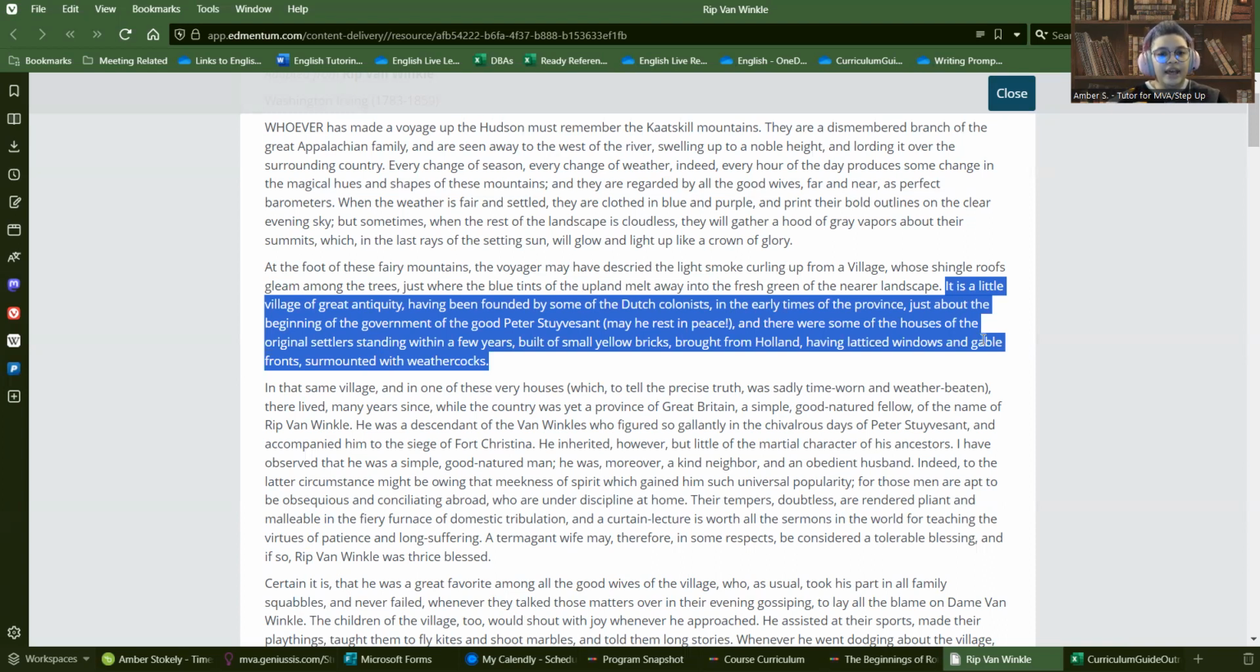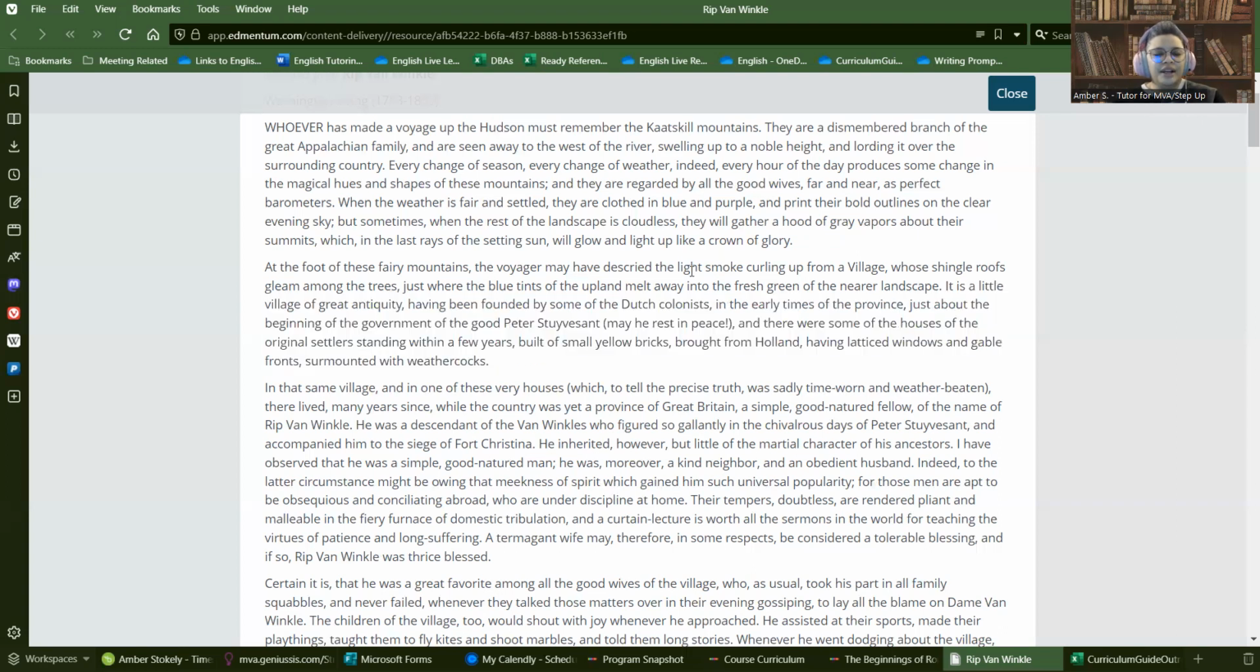Holland is a city in the Dutch country, basically. So having latticed windows and a gable front surmounted with weathercocks. So weathercocks are like weather vanes. That's what the original names of them were. And the gable front just means that they have gates. So this is like a very old-timey traditional community.